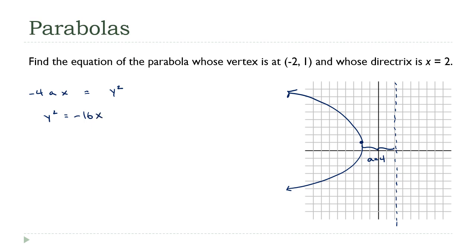Now, that's not really my parabola, right? That is this parabola. So I just need to move it over, right? I need to shift it 2 units to the right. So this will be -16 times x plus 2. And I need to shift it 1 unit up. So this part becomes y minus 1. And that's it. Stop. Don't multiply it out for my sake. I'm perfectly fine with that as the final answer.